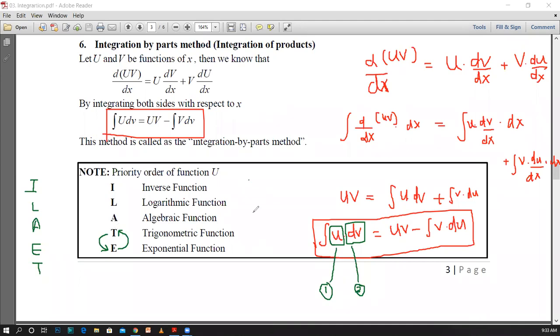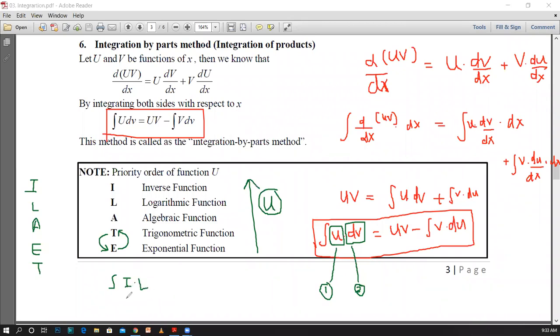Therefore, always the topmost function should be given the priority, and you have to name it as function u. Now think about these two cases. If you take the integral of, for example, an inverse function and a logarithmic function.